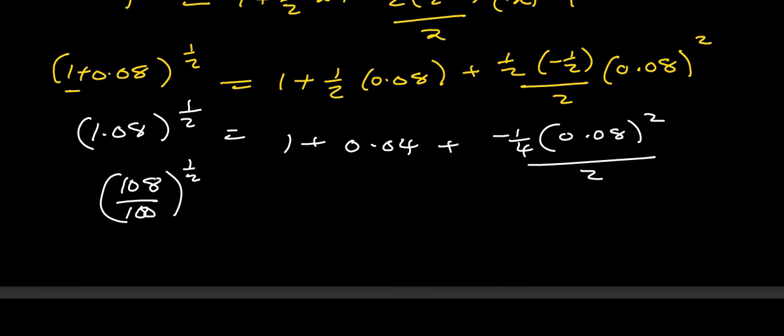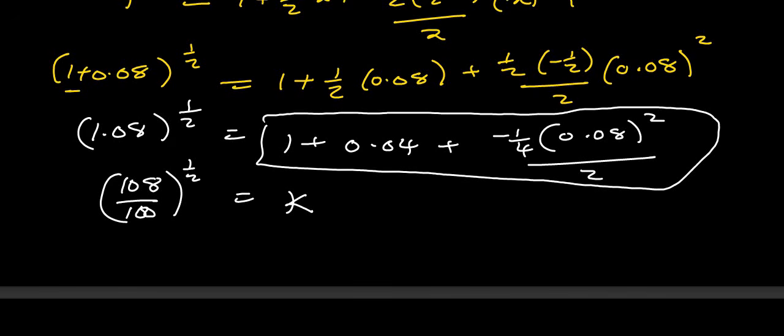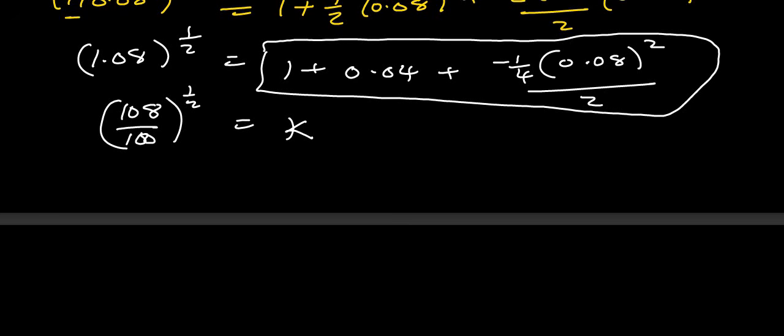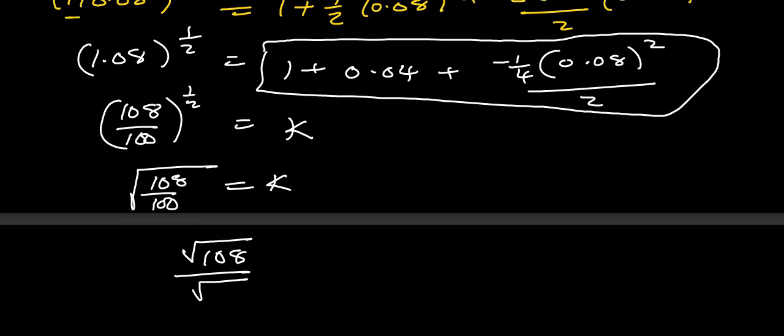Okay, so the next thing here, I'll keep this part coming along. I'll just represent this part by K so that I don't waste time rewriting it again and again. So this whole part, I'm calling it K, because I'll bring it back at the end. The half here represents a square root. So this is the same as the square root of 108 over 100 is equal to K. So I'm going to split the square root, separate it, I mean. This is going to be like this. This is equal to K.